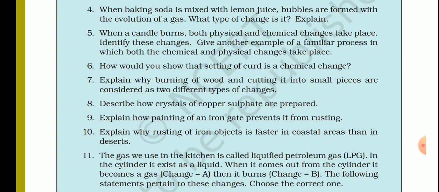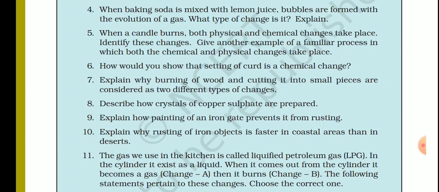Okay. Question number 10. Explain why rusting of iron objects is faster in coastal areas than in deserts. We have discussed this already. So I am dictating the answer.